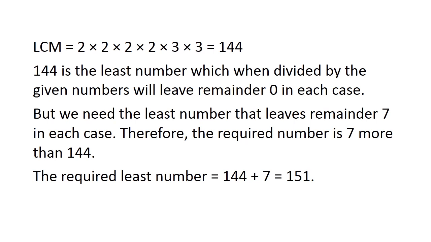144 is the least number which when divided by the given numbers will leave remainder 0 in each case. But we need the least number that leaves remainder 7 in each case. Therefore, the required number is 7 more than 144. The required least number is equal to 144 plus 7 is equal to 151.